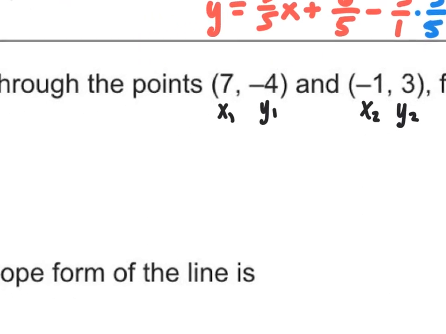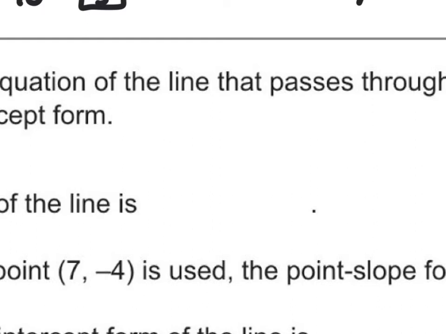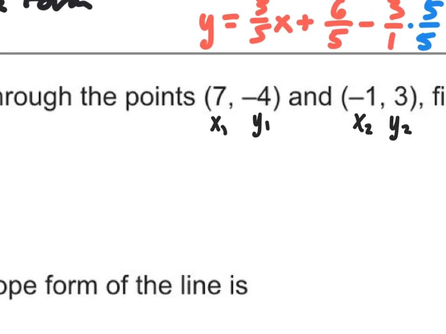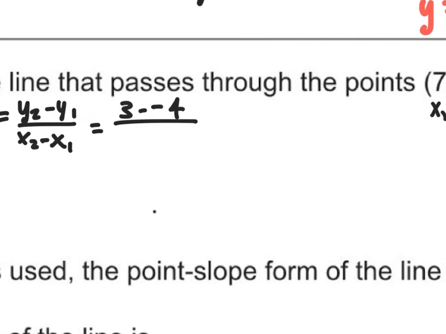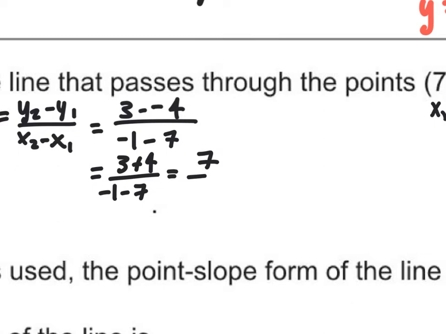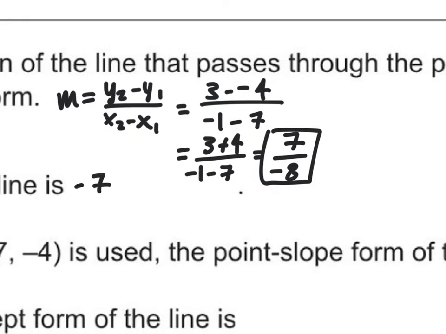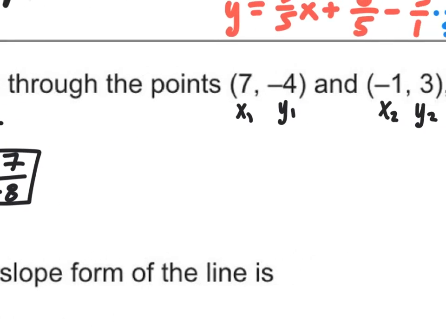So here's what we've got. My slope m is y sub 2 minus y sub 1 over x sub 2 minus x sub 1. Let's just plug these in. I've got 3 minus negative 4 over negative 1 minus 7. That's really going to give us 3 plus 4 over negative 1 minus 7. So we get 7 over negative 8, and that's our slope. So we've got negative 7/8 as our slope. My slope m is equal to negative 7/8.